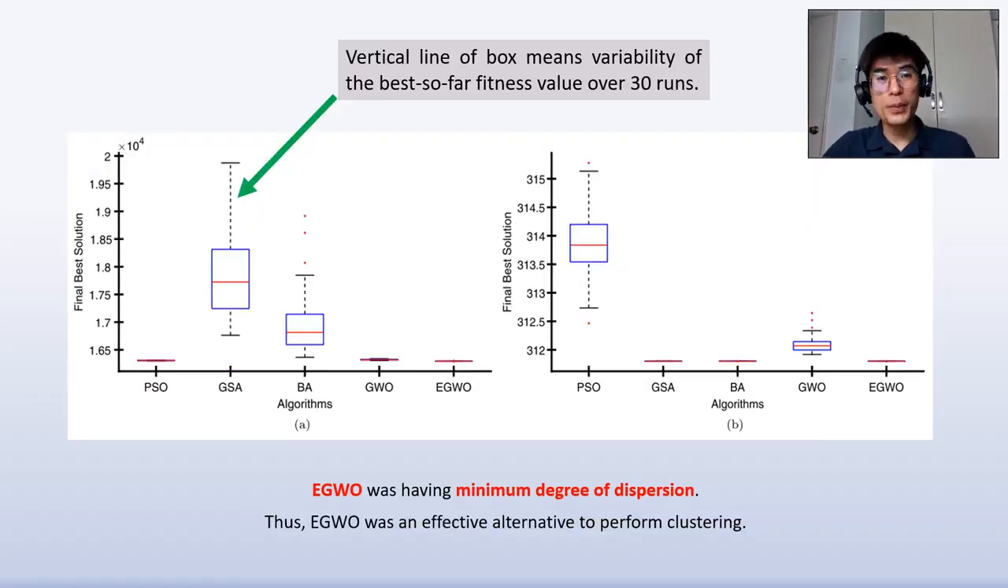Also, the box plot shows the consistency of the clustering result. As you may observe, EGWO had the minimum degree of dispersion. Therefore, EGWO is an effective alternative to perform clustering.